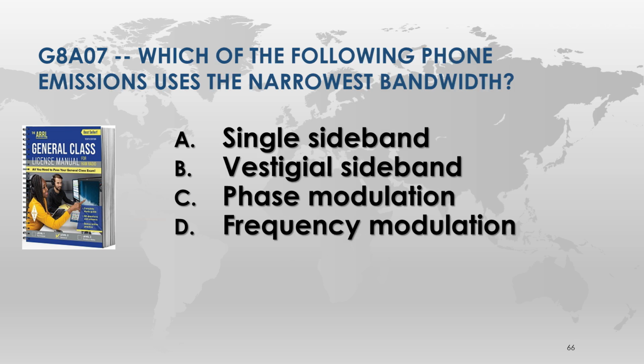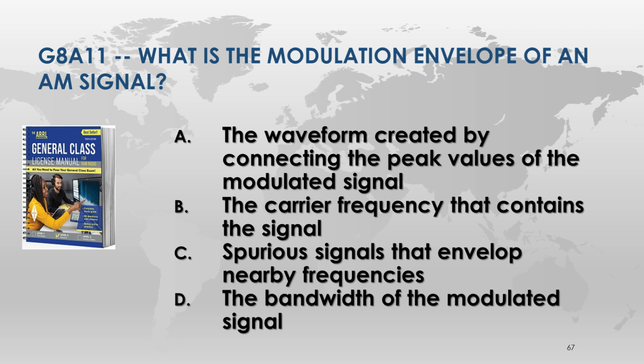Which of the following phone emissions uses the narrowest bandwidth? Alpha. You would say alpha? You've been getting them right, so anybody want to go with him? Because he's been doing pretty good. Are you going with him? It is alpha. One of the questions said that one of the narrowest is the sideband. Yes. What is the modulation envelope of an AM signal? Alpha. The peak values.